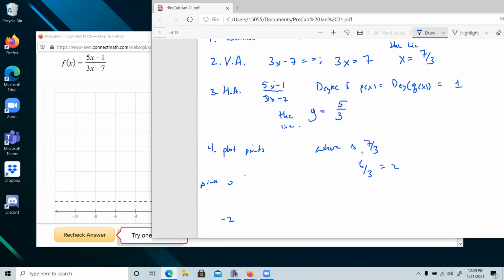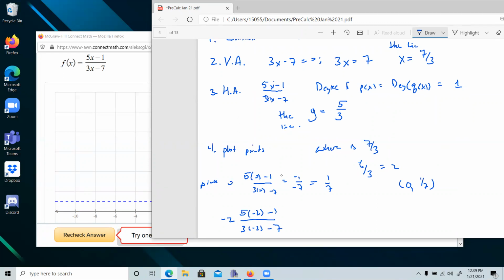So we have 5 times 0 minus 1 over 3 times 0 minus 7. Well, that's -1 over -7, which is 1/7. Okay, so we have the point (0, 1/7). Now pick -2. So we have 5 times -2 minus 1 over 3 times -2 minus 7.